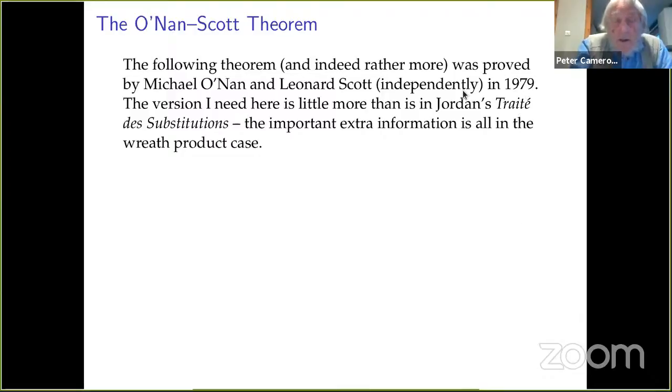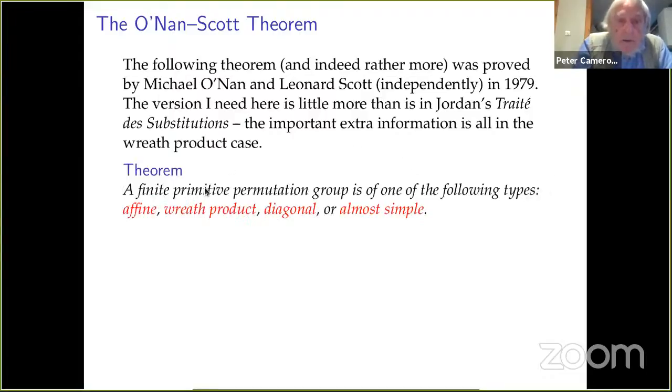And so a curious little bit of history. In 1979, just before the classification of finite simple groups was announced, there was a theorem proved independently by Michael Aschbacher and Leonard Scott. They both presented at the same conference in Santa Cruz, and both papers were in the preliminary proceedings, but in the final proceedings, Aschbacher's paper had disappeared and only Scott's paper remained. But in fact, probably unknown to both of them, almost all of that theorem was already in Jordan's Traité des Substitutions from the 1870s.